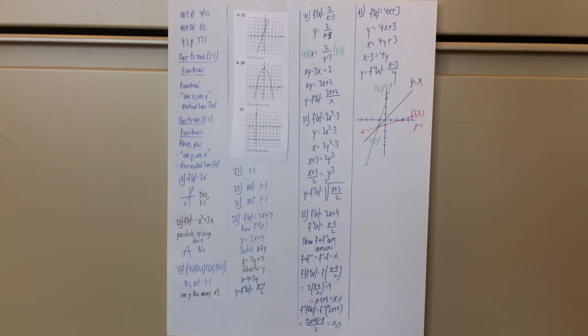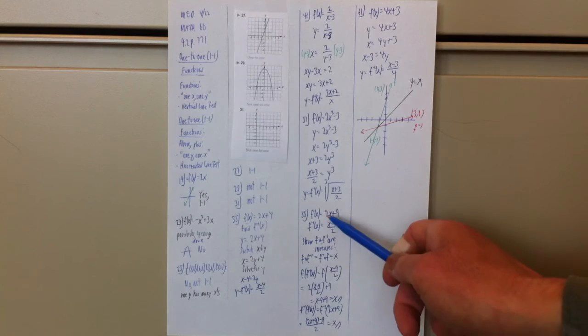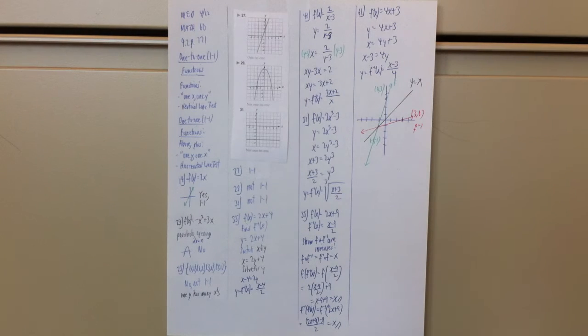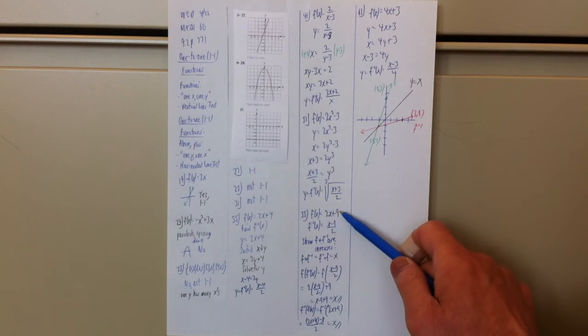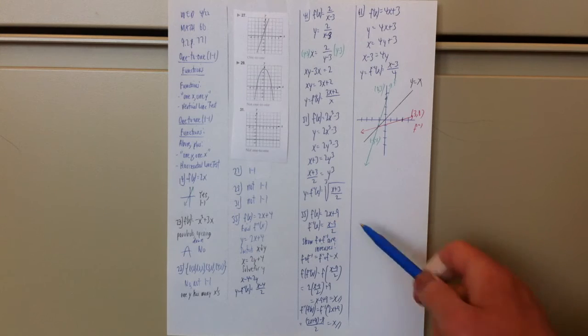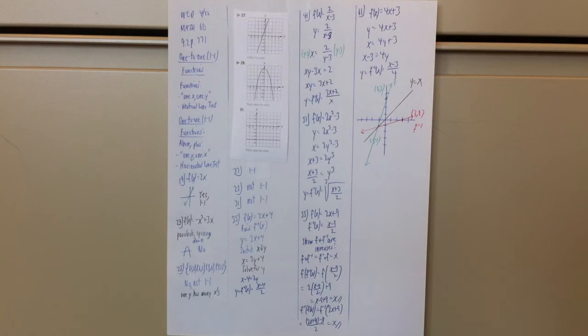Then in problem 55 and 57, I believe also, they're asking you to show that f and f inverse are inverses. So what does that mean? They give you the function f of x is 2x plus 9, and the inverse function is x minus 9 over 2. Why are they inverse functions?